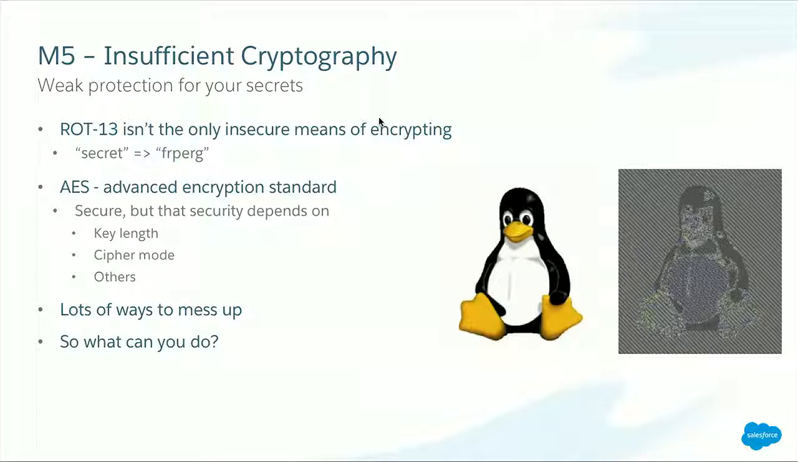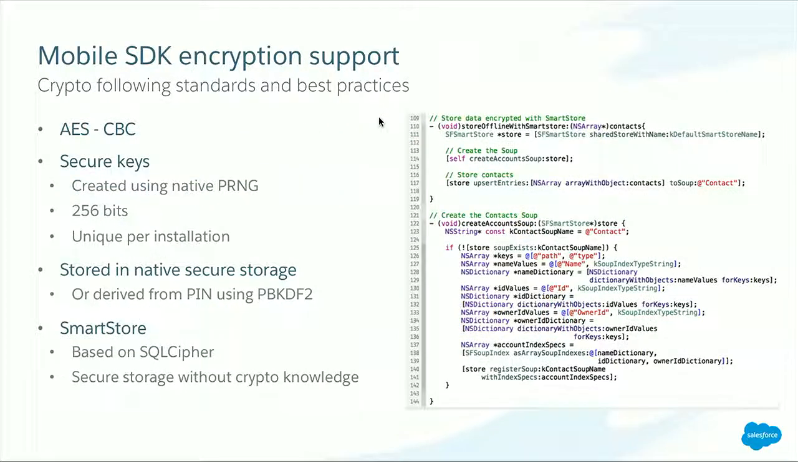There are other ways to mess up with crypto. You may have crypto, but you use insecure crypto keys or no initialization vectors. So there are a lot of ways to mess up. The mobile SDK uses AES CBC, so even if you encrypt the same clear text with the same key, because you have an initialization vector that is also random, it will result in different ciphertext.